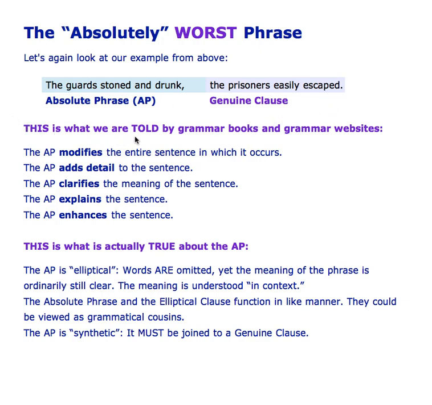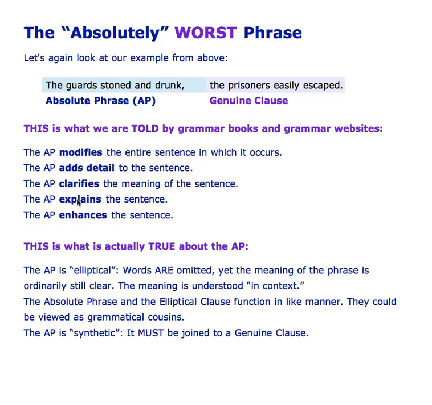Now this is what we are told by grammar books and grammar websites. The absolute phrase modifies the entire sentence in which it occurs. Okay, that is false. This absolute phrase does not modify the entire sentence for two reasons. First of all, because logically it doesn't, and second of all, it's part of the sentence. The absolute phrase adds detail to the sentence. Well, almost any phrase in any sentence adds detail, so that's no big thing. The absolute phrase clarifies the meaning of the sentence. Well, slightly, maybe to a degree, but that's not always true.